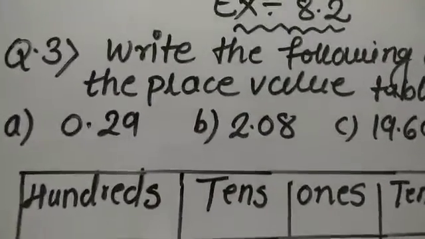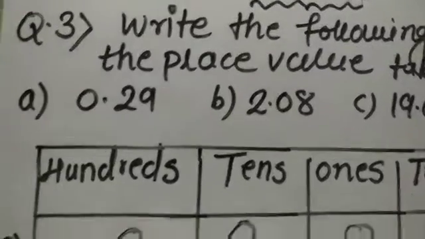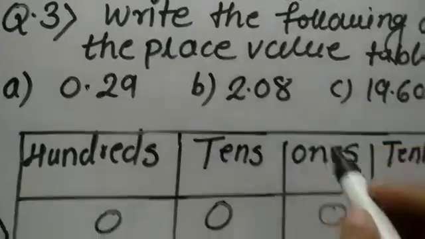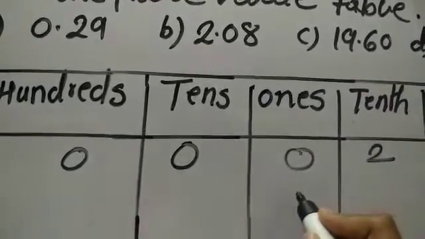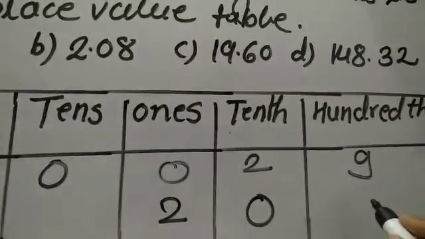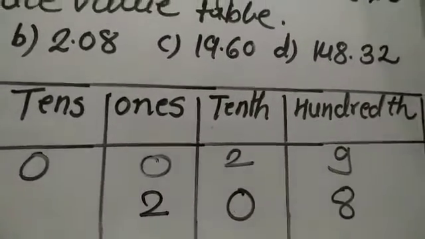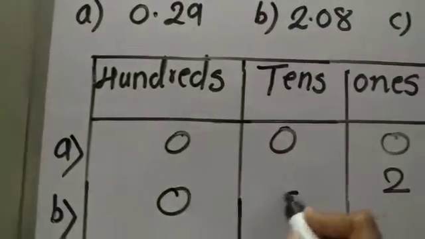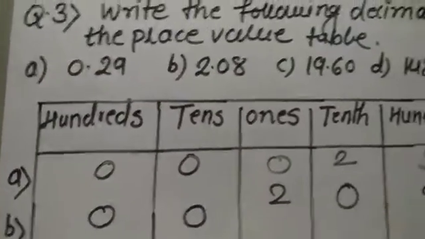Then the next decimal number is 2.08. Again this one is the ones place, this is 10th and this is 100th. So here I am going to write 2 at the ones place, 0 at the 10th place and 8 at the 100th place. Again there is no digit for the higher places, so we can put 0 0.